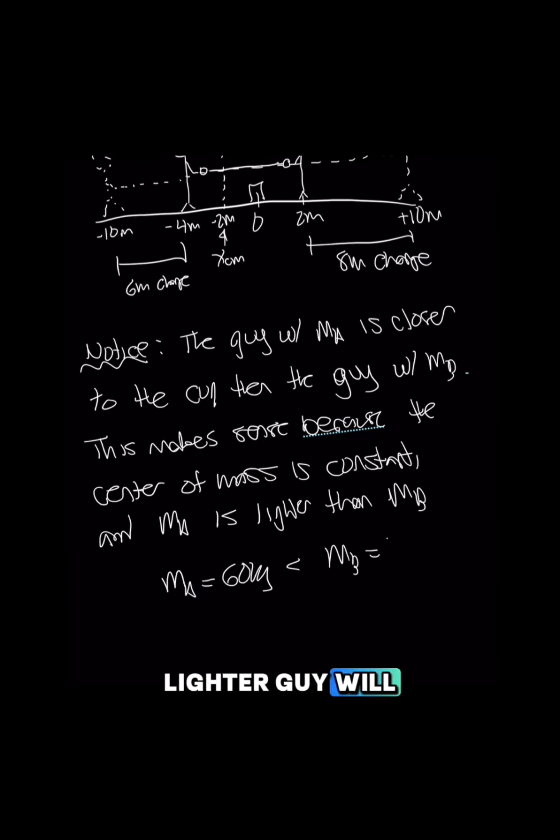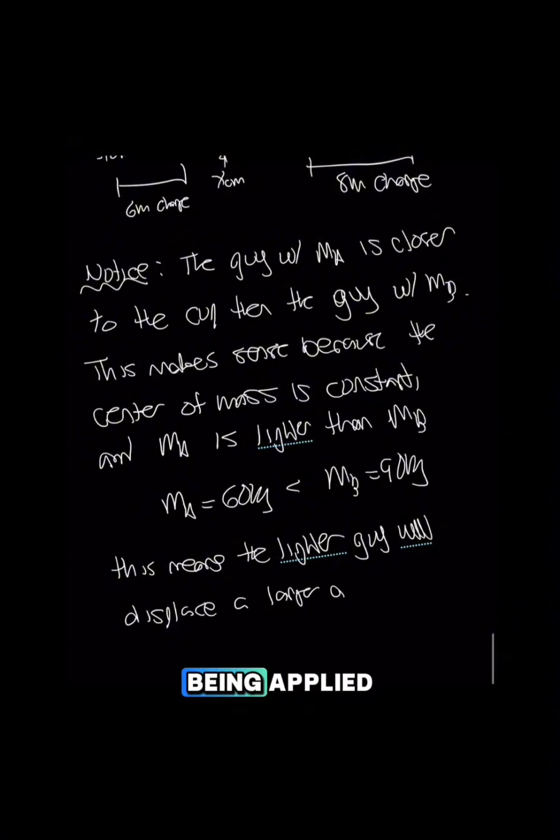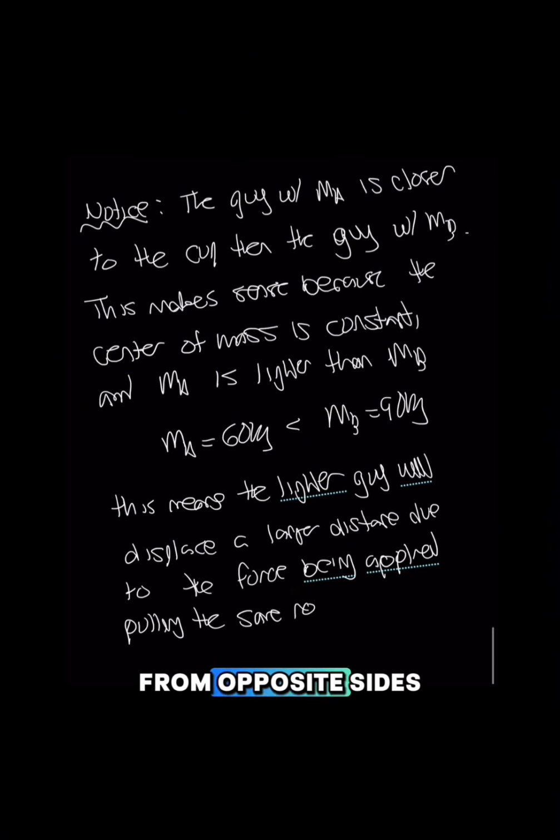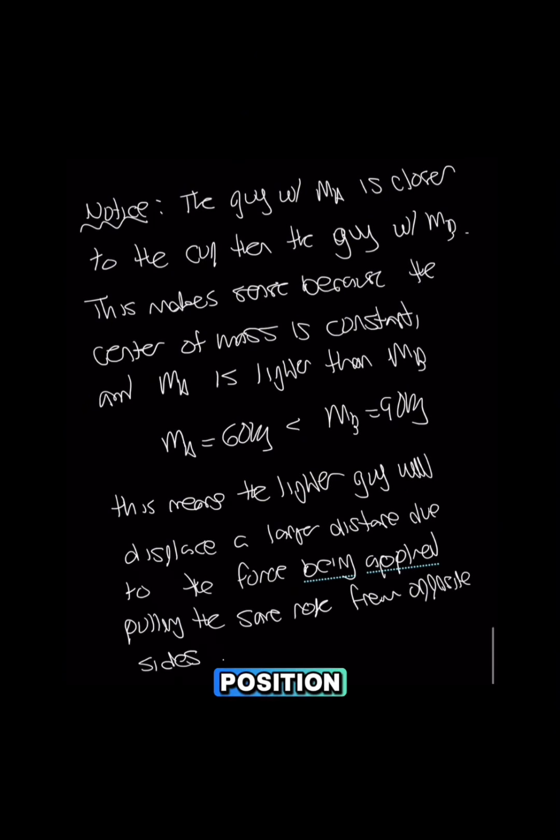This means that the lighter guy will displace a larger distance due to the force being applied pulling the same rope from opposite sides. And this is because in order for the center of mass position to hold at the same spot, the ratios between the masses need to be the same relative to the positions. And that's why he displaces more distance than guy A.